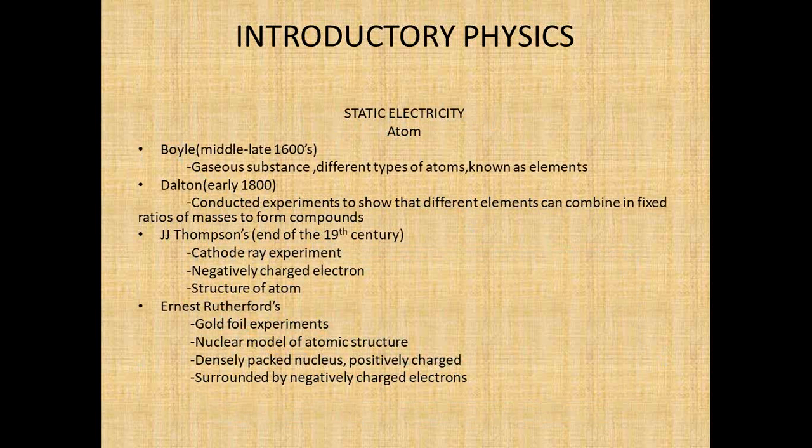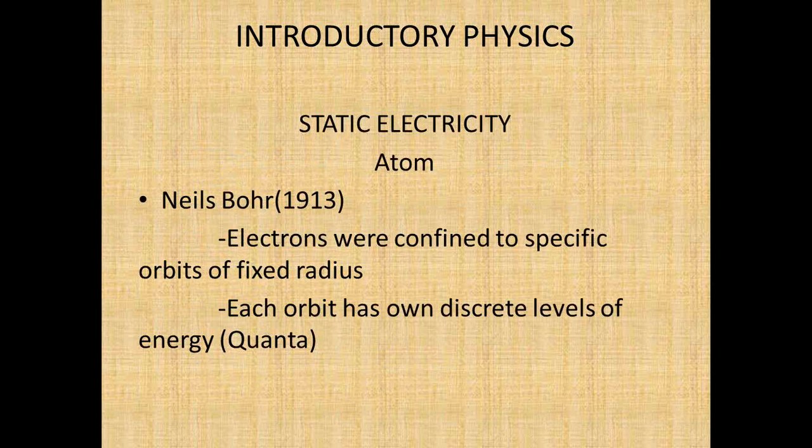But Ernest Rutherford did tremendous work in this area, with the so-called gold foil experiments. He discovered the nuclear model of atomic structure. That is, you have a densely packed nucleus, and surrounding the nucleus, you have electron shells or electrons. So the densely packed nucleus is positively charged and it contains protons, and then it is surrounded by these negatively charged electrons. So Ernest Rutherford did most of the work in this area.